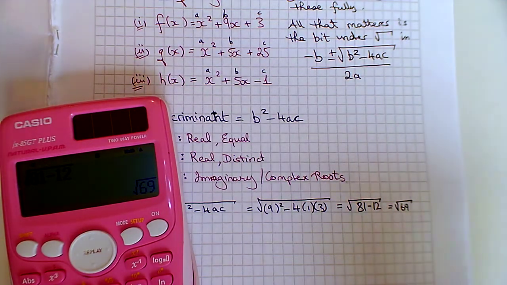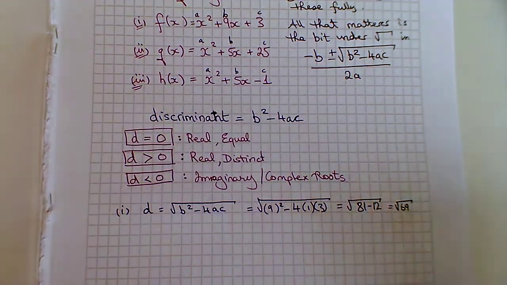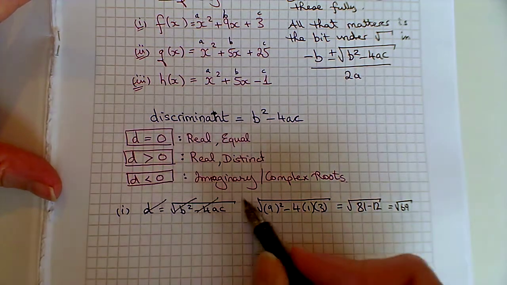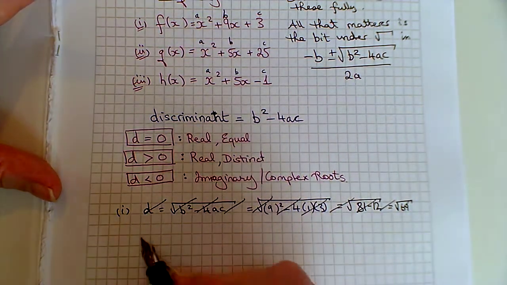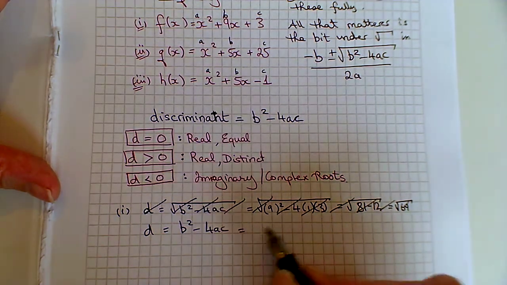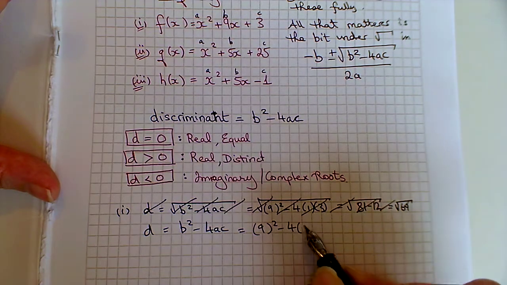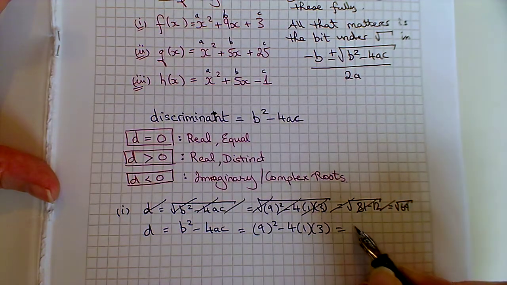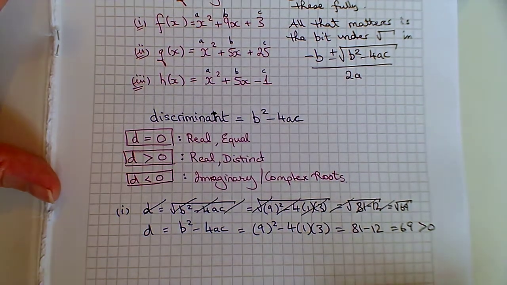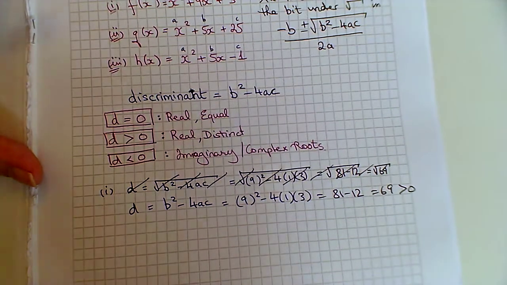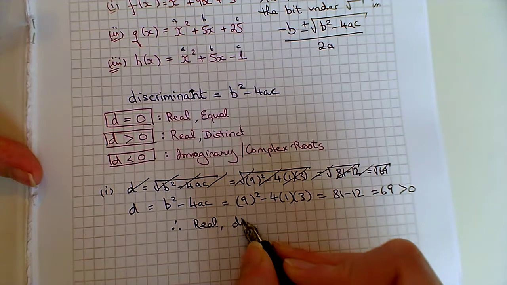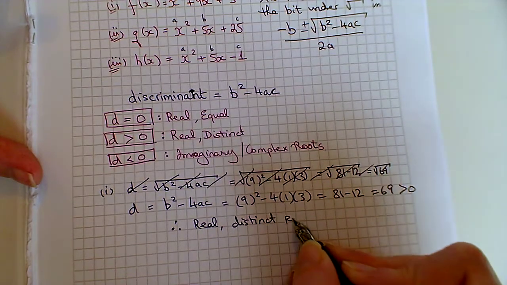And that's a number. Do you know what, guys, I'm sorry. When I do the discriminant, I don't do the square root sign at all. All I care about is b squared minus 4ac without the square root sign. So that should be 9 squared minus 4 by 1 by 3, which is 81 minus 12, which is 69. 69 is greater than 0. It's a positive number. So therefore, we have real distinct roots.